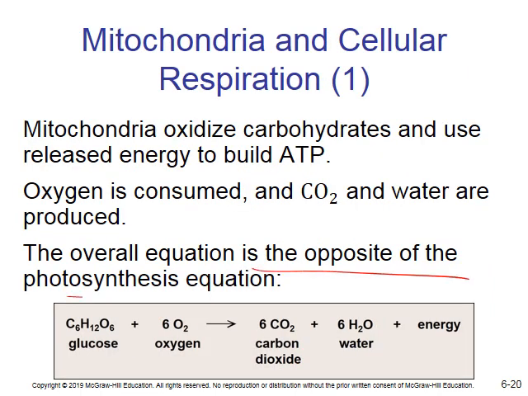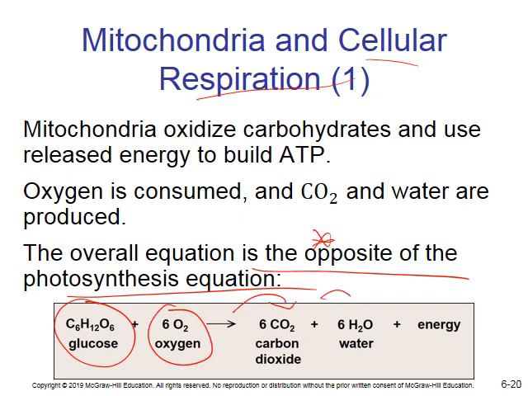This is the equation for cellular respiration. Sometimes people say it's the opposite of photosynthesis. So this time you're taking glucose and oxygen, you're breaking it down into carbon dioxide and water, and you're getting out energy. Except for this energy is going to be ATP energy. It's not going to be solar energy, right? Animals don't create solar energy.